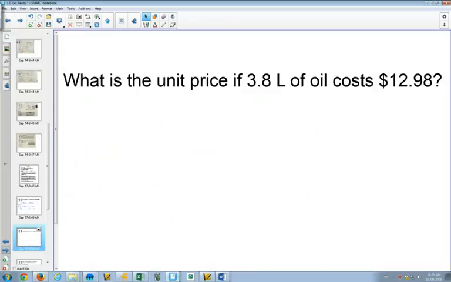All right, here's another one. The unit price if 3.8 liters of oil costs $12.98. Slick, I like it.